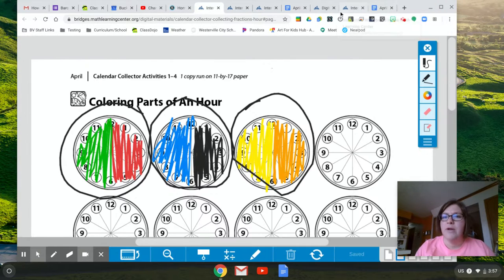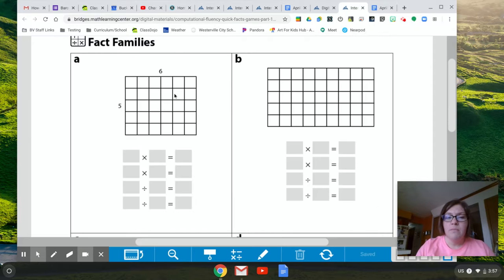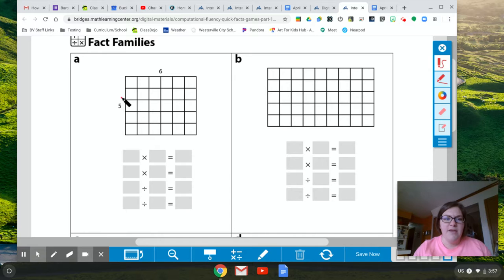Okay, the last thing I want to do today for Number Corner is we are going to start looking at some fact families and some ways to multiply quickly. So if we look at this, I see here that there is a 5 and a 6. So I want to talk about how we could write that as a fact family. Well, as you know, we have 2 multiplication equations and 2 division equations that we need to write for this. So let's think about it.